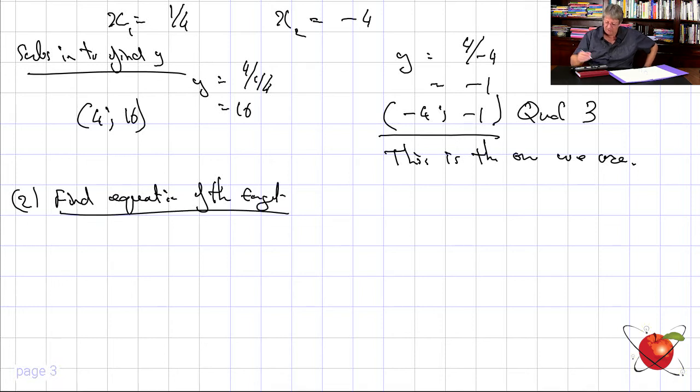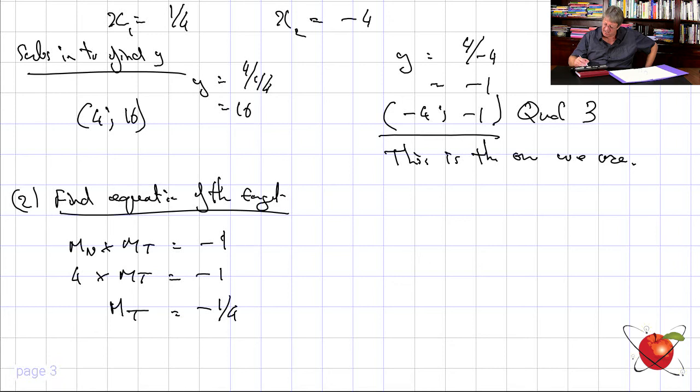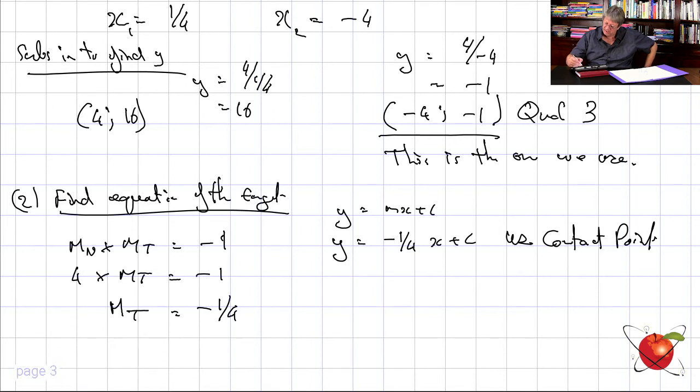Obviously, I've got m of normal times m of tangent equals minus 1. The m of the normal, in this case, was 4 times m of tangent is minus 1. Therefore, m of the tangent is minus a quarter, and the tangent is y is equal to mx plus c, which means y is equal to minus a quarter x plus c. And what do I use here? Use the contact point. Okay, pretty much wash, rinse, repeat, right?